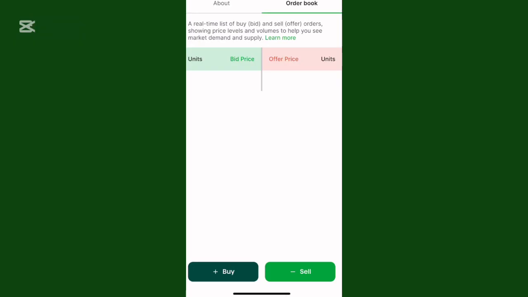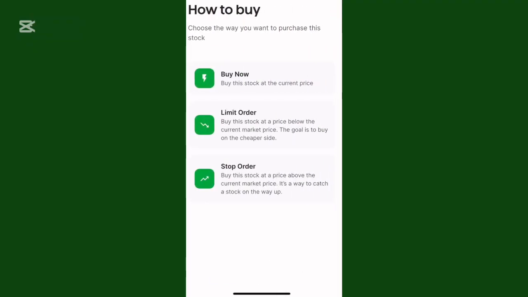So this helps you to make an informed decision on the price you are buying at. So if you want to buy, you click on buy. It will show you buy now, limit order, stop order. It is important to note that if you are buying now, it is risky, because it means that you are buying at whatever current price the broker sees at their own end.